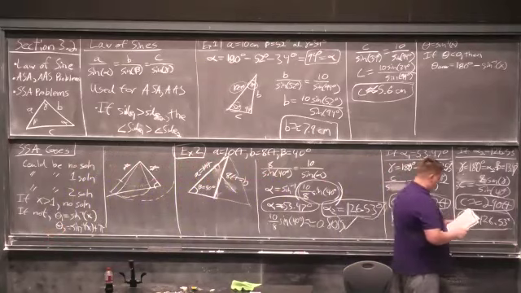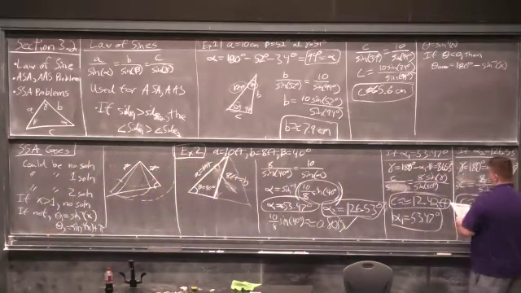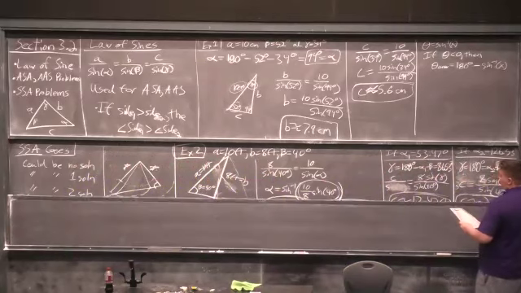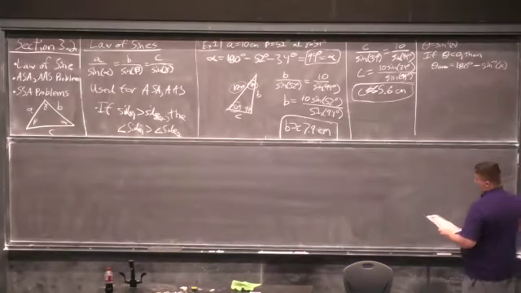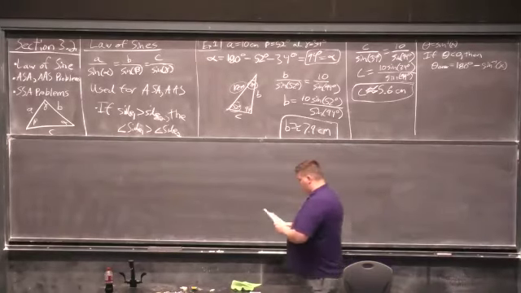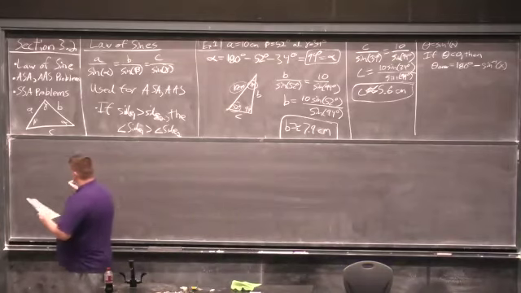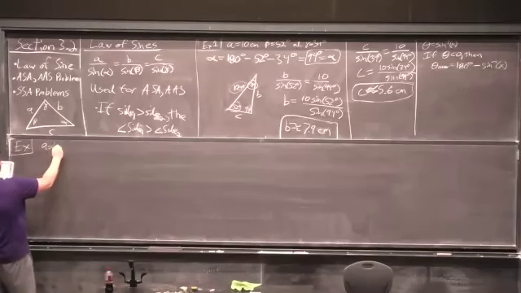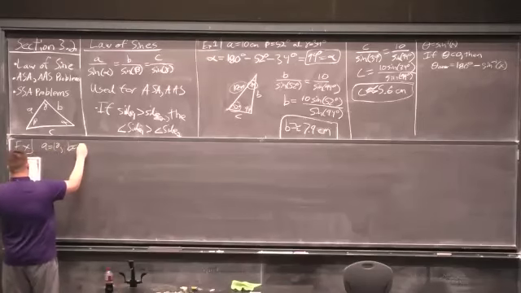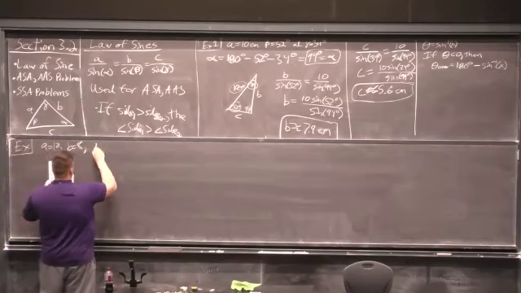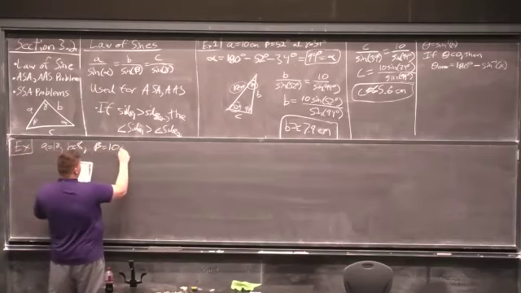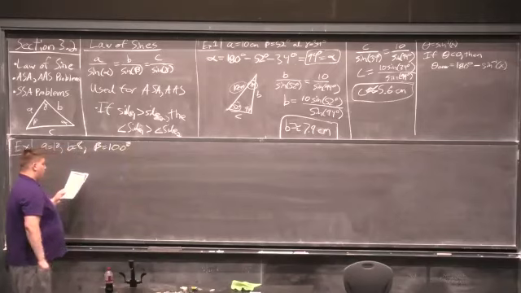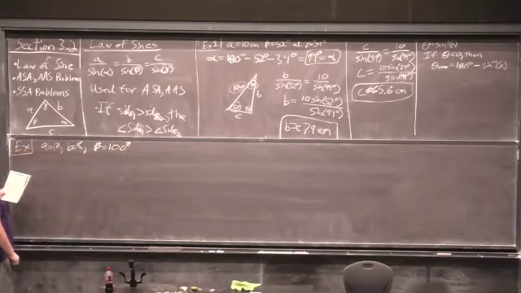A lot of different examples. So for another example, we can do A is equal to 10, B is equal to 8, and this time we're going to have beta is equal to 100 degrees.